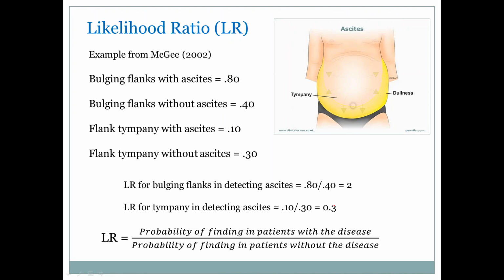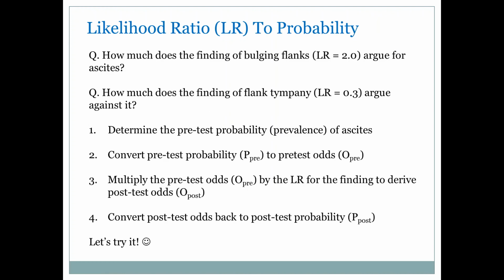So now we can take this information and go, okay, big deal. A likelihood ratio of 2 and a likelihood ratio of 0.3. What does that really mean? This is kind of what we came across in the last webinar. The questions would be, how much does the finding of bulging flanks argue for somebody having ascites? And how much does the finding of the flank tympany argue against it? Because remember, it's for it if it's above 1 and against it if it's less.